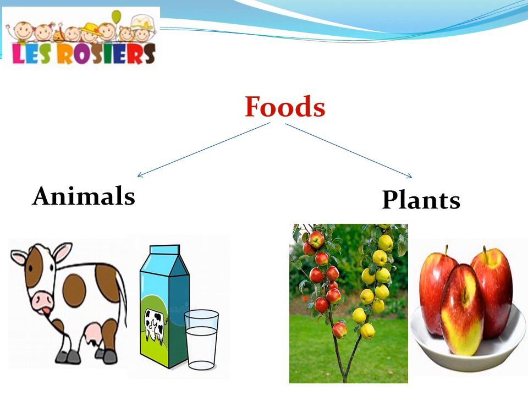So we have foods that come from animals and foods that come from plants. For example, fish comes from the animal fish. And for plants, we have oranges, bananas, and so on.